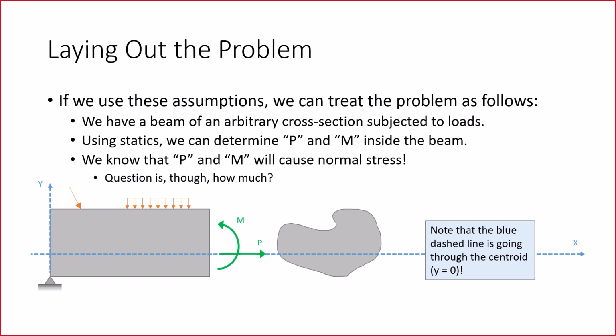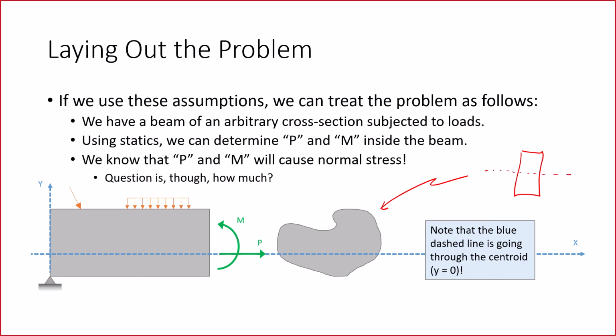So I'm placing the coordinate system in such a fashion that the y-axis goes through this left support, but the x-axis goes through the cross-section at a very particular point, specifically where the centroid is. So what's going on is along this line, y equals zero, and that's where the centroid is. Everybody with me so far? So, for example, if the beam right here was a rectangle, then that dashed line would be going to the centroid, right?